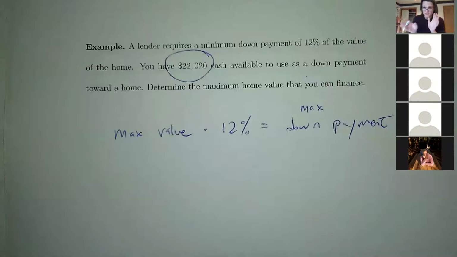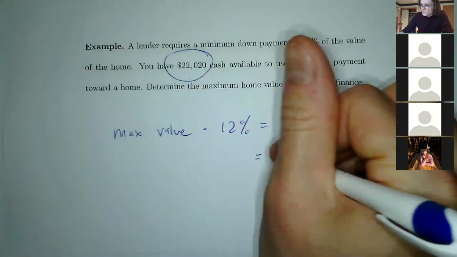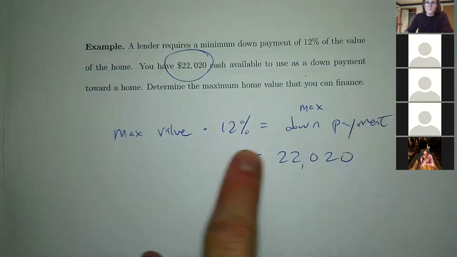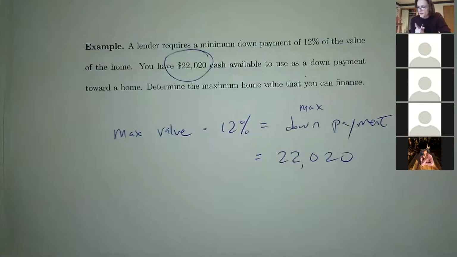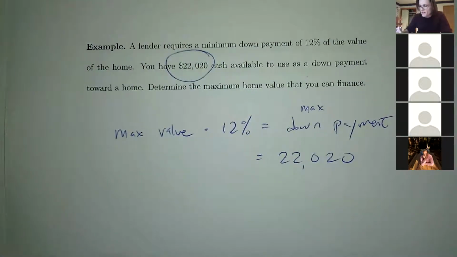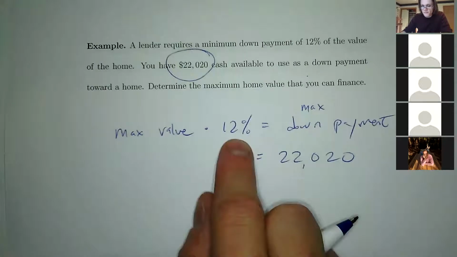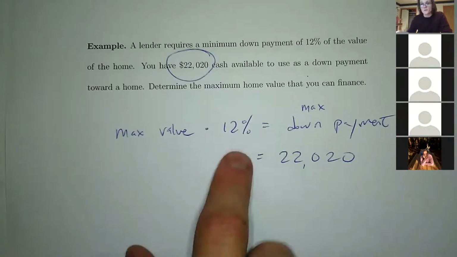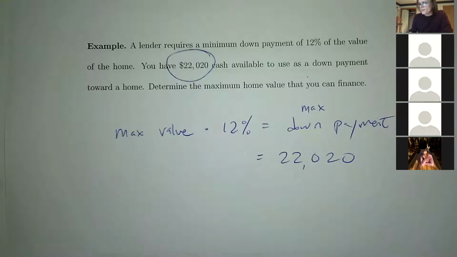Right. So the most I can put down will correspond to the most I can spend on a house. And so if my max down payment is exactly the available cash I have on hand, I can plug that in. So this is equal to $22,020. And that's still equal to the max value times 12%. So if I want the max value, I can just divide, just like in the muffler one, by that 12%, right? It's a little different, I suppose, because in the previous one we were doing taxes. It's a little different because there was like 1 point whatever, but now we're just doing 12. So it's slightly different, but the method's the same. And so I just divide.